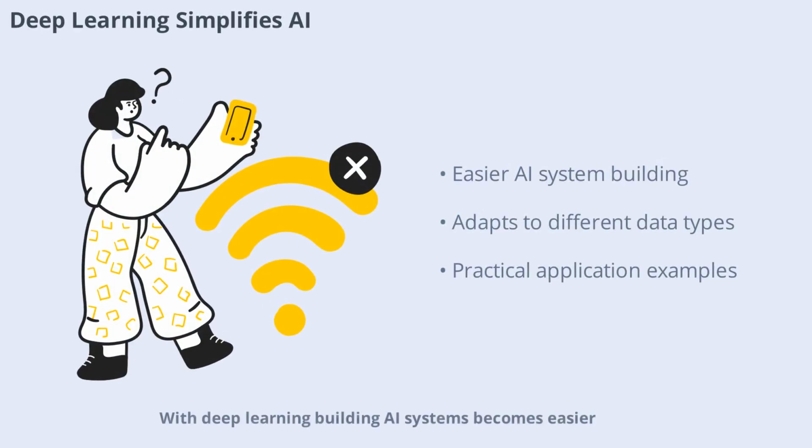With deep learning, building AI systems becomes easier. Models can learn from vast amounts of data and perform tasks based on real-world challenges. Whether it's processing images, text, or audio, deep learning adapts to different types of data. Let's explore some practical examples of deep learning applications, starting with image processing and custom vision.